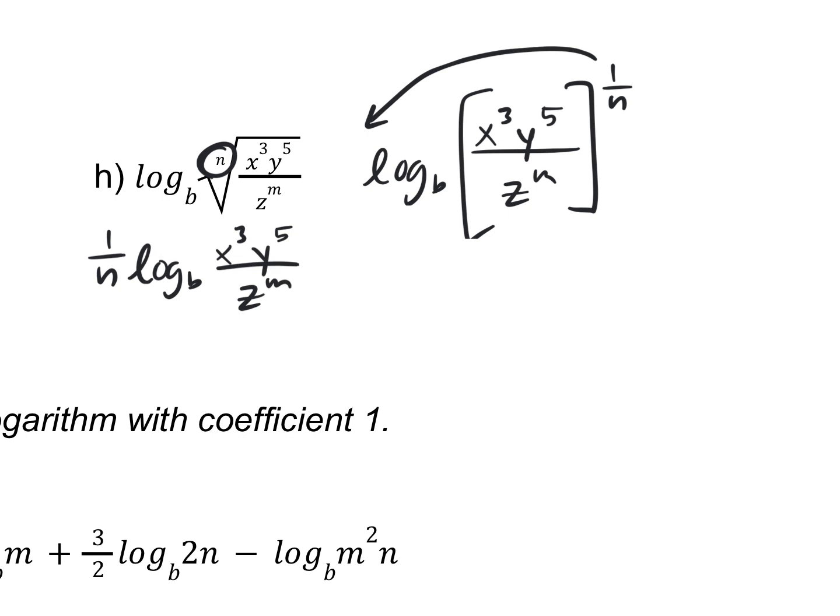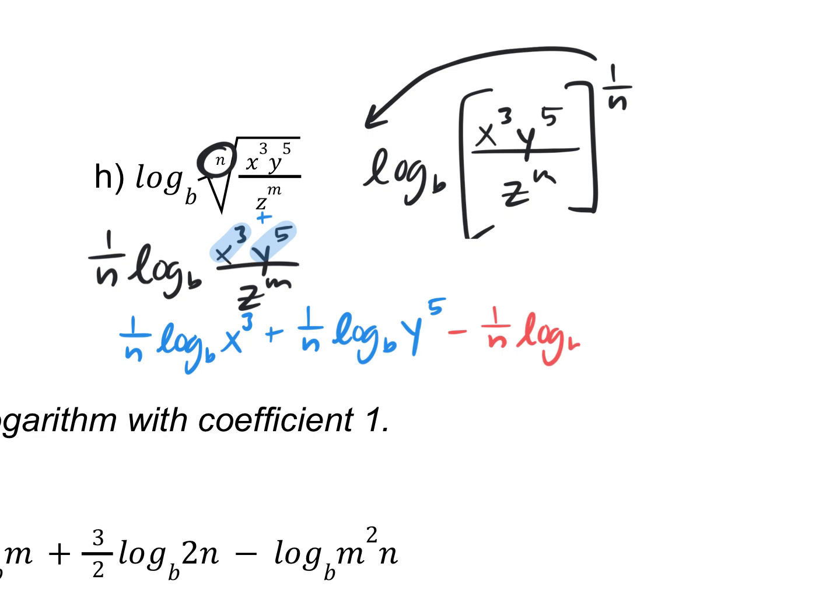Now, every single time you rewrite log base b, you're going to have to take that 1 over n with it, okay? So on top here, I've got x to the 3rd times y to the 5th, which means I'm going to rewrite that with addition, right? So I've got 1 over n log base b of x to the 3rd plus 1 over n log base b of y to the 5th. And then I have to do what operation when I'm dividing? Subtract. So subtract 1 over n log base b of z to the m.